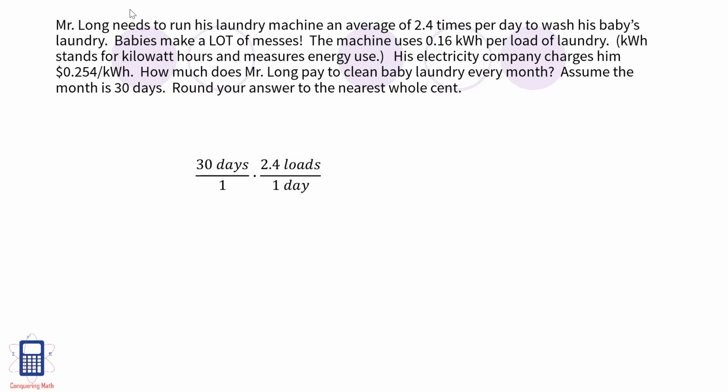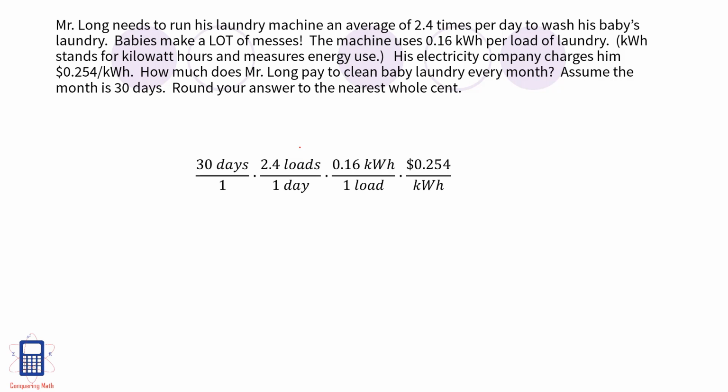Once we know the total number of loads of laundry, we would multiply by the energy usage per load of laundry. So we would multiply by 0.16 kilowatt hours per load of laundry. And finally, we need to find the total cost. So we would multiply by the cost per kilowatt hour, which is 25.4 cents per kilowatt hour. So now we've got all the parts of the equation together.